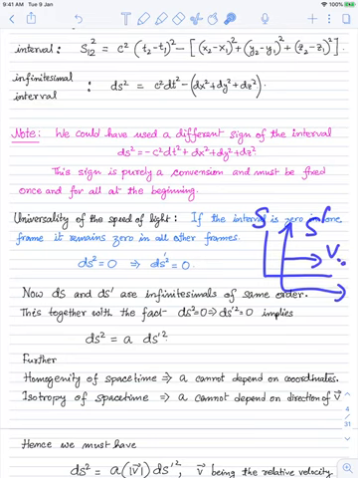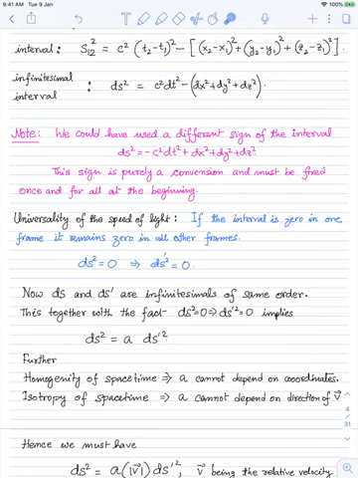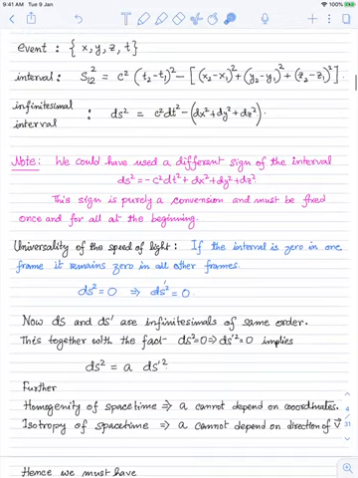So even if it is moving with velocity v, this interval, if it is 0 in S prime, must be 0 in S, if the velocity of light is the same in both frames of reference. Okay, so why is that true? As you can see, if this is the distance that light covers in time delta t.